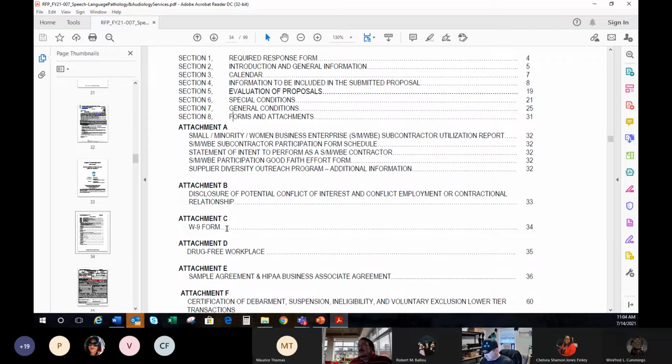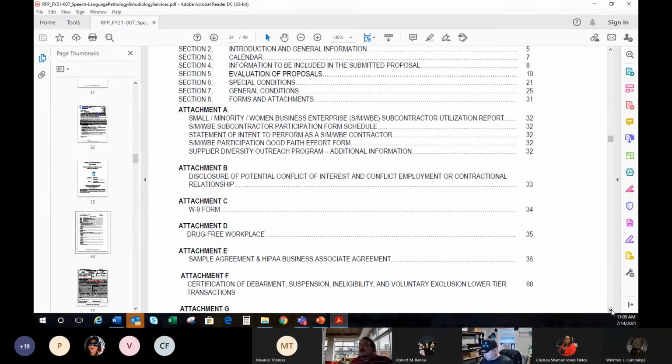Attachment D is drug-free workplace. You would fill that out. The only time this form is really used is if we have a tie bid. So I will go over that in a little bit.